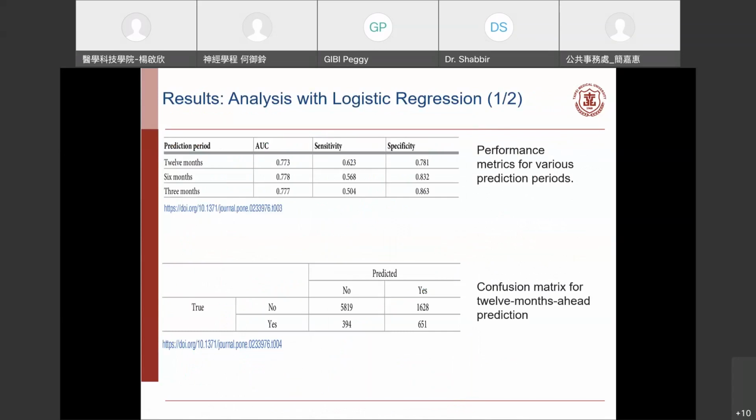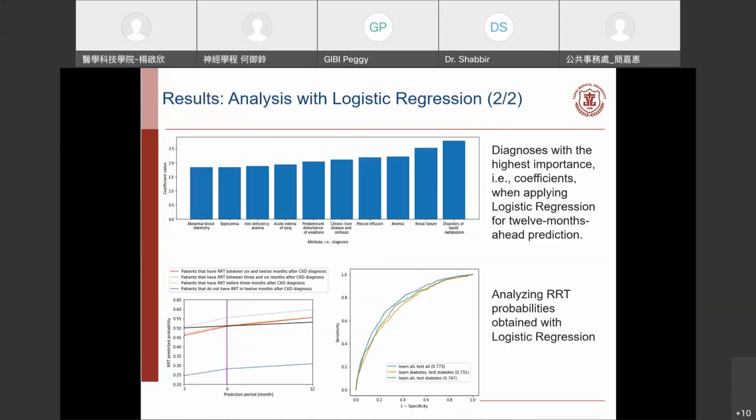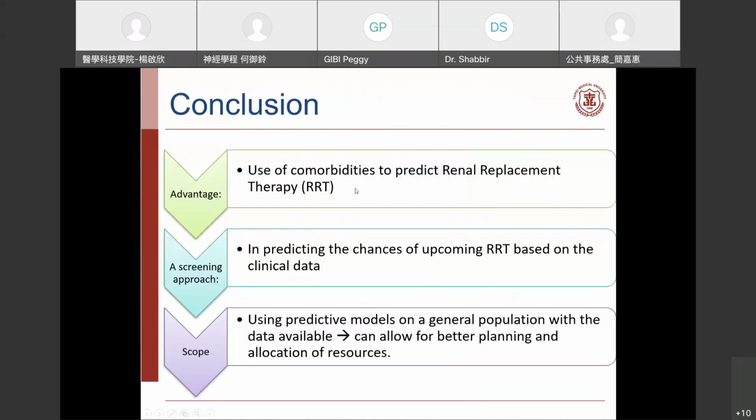Purpose, not for precision making, but for resource management, not for a person per se. For personalized medicine, we need at least 85 and above. But here we asked: what are the very important parameters which predict hemodialysis in patients? So use of comorbidities to predict renal replacement therapy, predicting the chance of upcoming RT based on clinical data, using a predictive model on the general population with available data, can allow for better planning and allocation of resources.